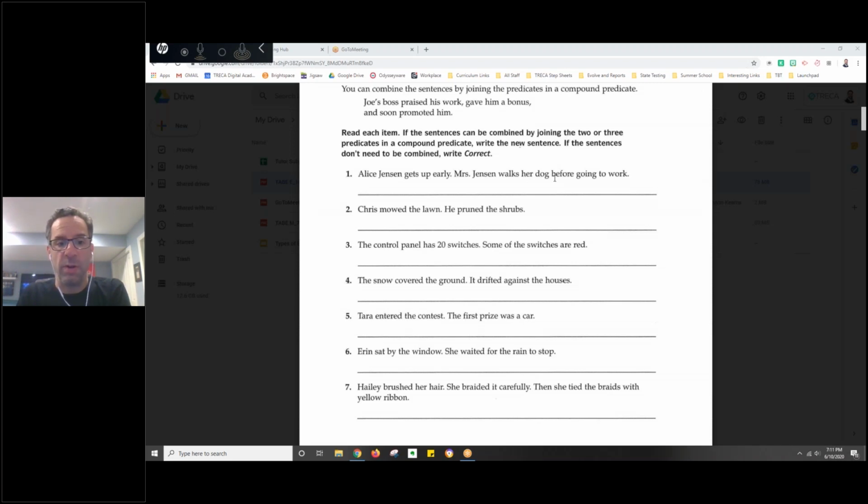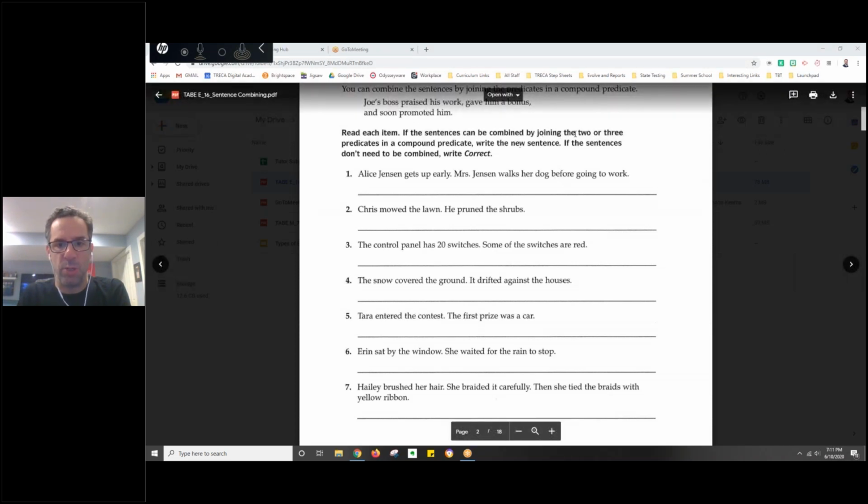All right, so this one I'm thinking can be combined. So it says here, if the sentence can be combined by joining the 2 or 3 predicates. My guess is that you would write this one as Alice Jensen gets up early and walks her dog before going to work. That's how I would rewrite it. So this is not correct. We are combining the 2 sentences into one that has 2 predicates. So Alice Jensen gets up early and walks her dog before going to work.